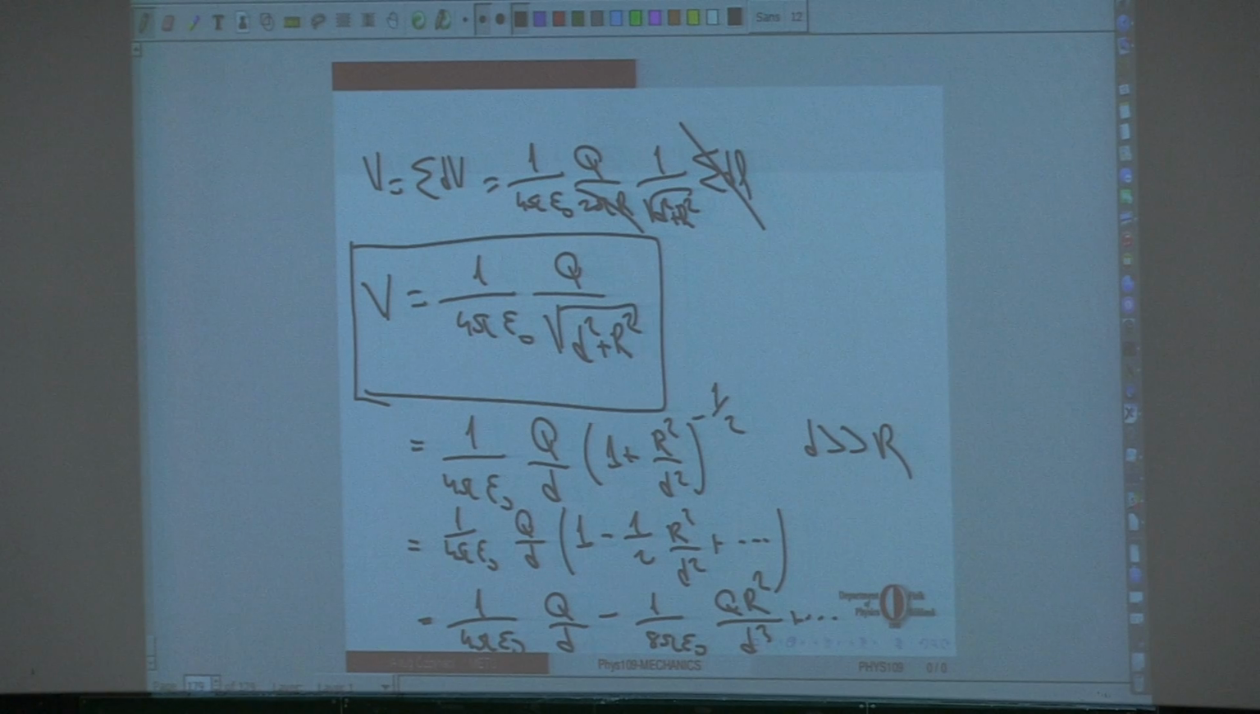The first term tells me that the system has a total charge Q. I don't have a 1 over d squared term, which tells me that it doesn't have any dipole moment. The dipole moment is zero. Then I have this 1 over d cubed term, which tells me that this ring has a non-zero quadrupole moment. Then, of course, we have the other terms, but we have infinitely many of them. The first few have their names.